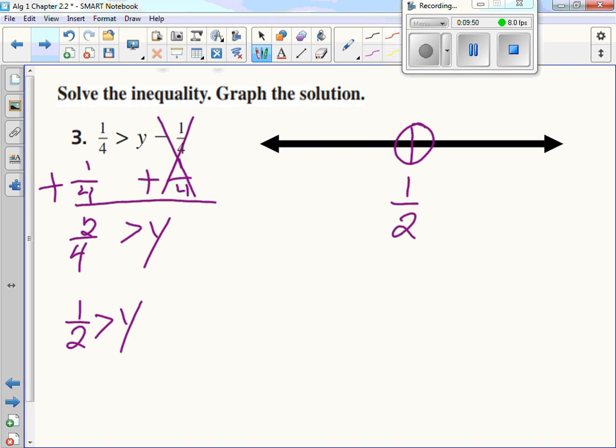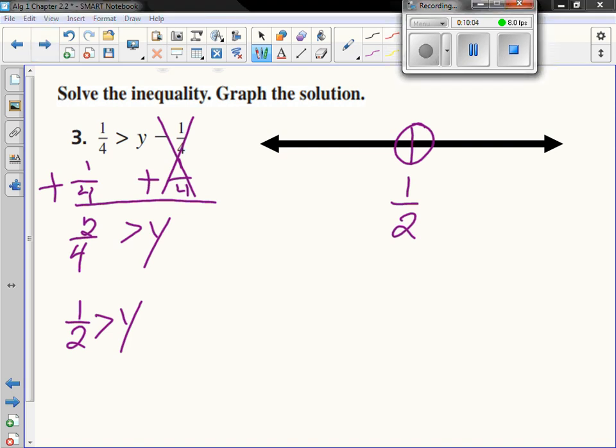Now, will the circle be open or closed? Open, because it's not equal to. So 1/2 is greater than y. So what value is bigger, 1/2 or y? 1/2, yes? 1/2 is greater than y.